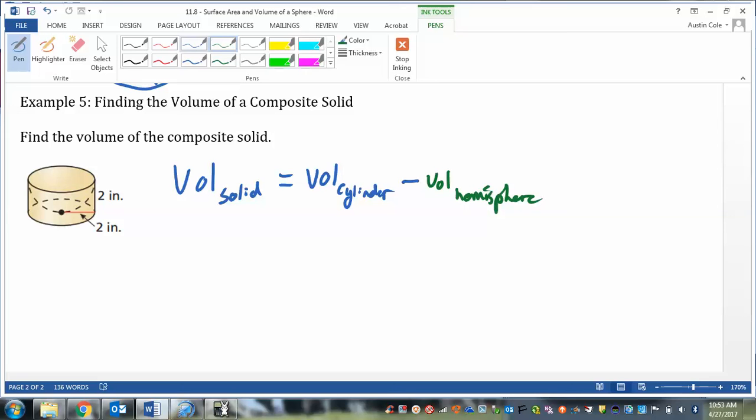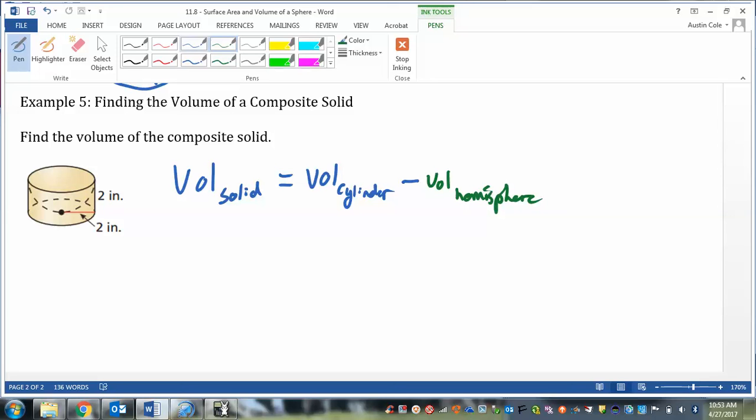So what I did was I took the equation for the volume of a cylinder, which is pi r squared times d. So the radius of the thing is 2. So pi times 2 squared times 2 is 25.139. And then I did the volume of the sphere, which is 4/3 pi times r cubed.